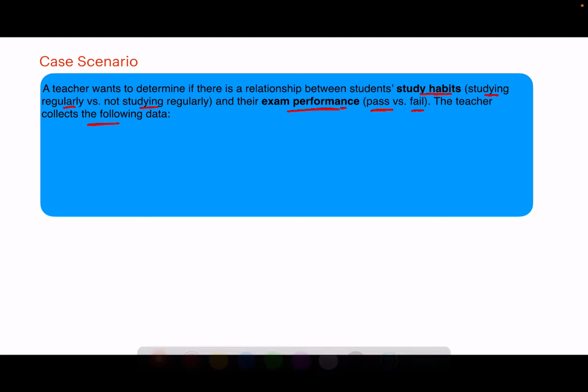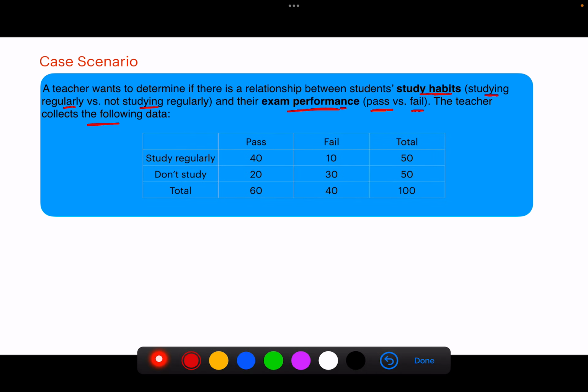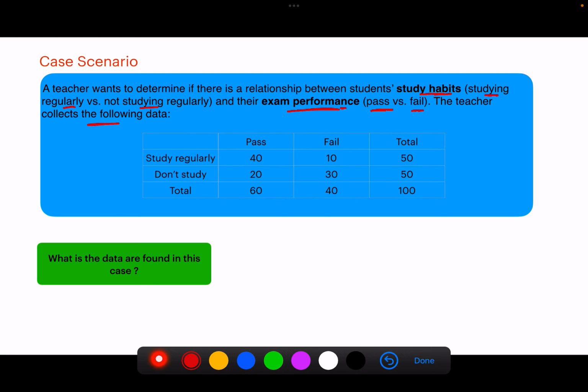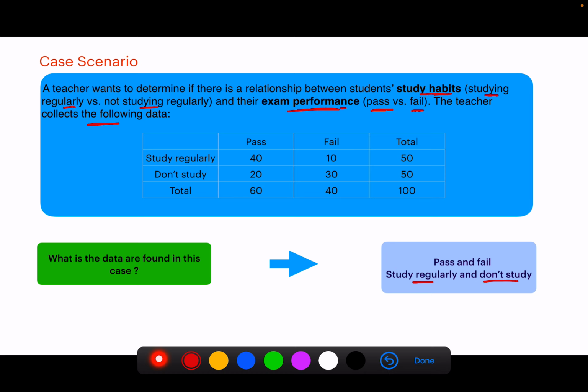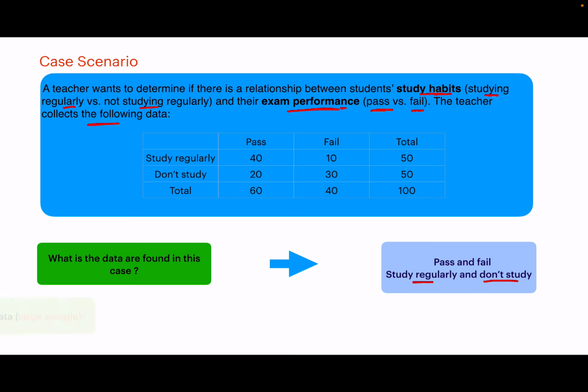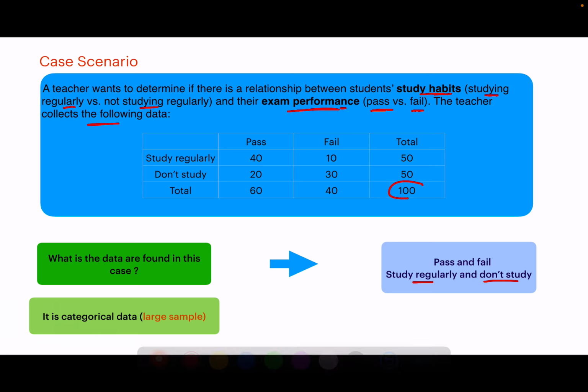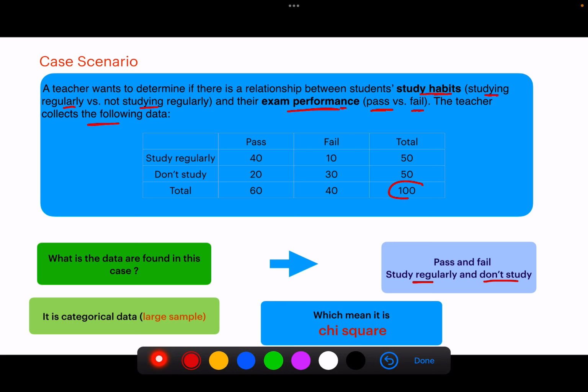Okay, there is a 2 by 2 table here. What data is found? We explained that pass or fail data, and study regularly and don't study, means categorical data. It's categorical data where the sample is 100, which is large data. We will choose the chi-square test.